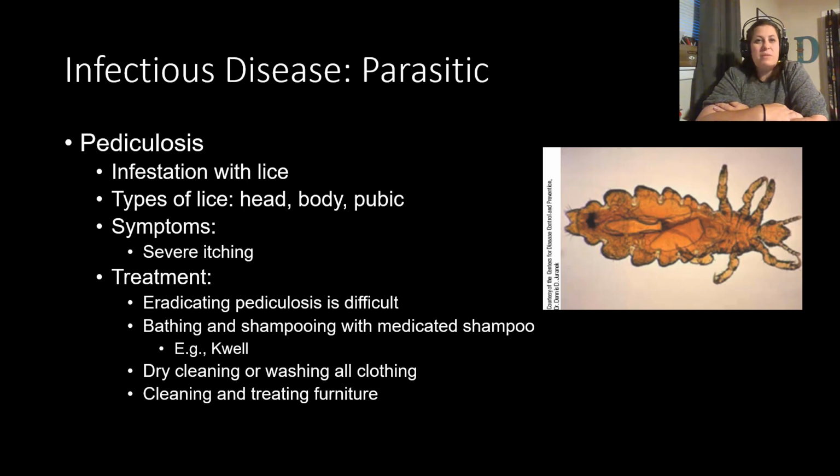One example of this type of shampoo is Quell. We do see dry cleaning or washing all clothes is also super important because they can kind of embed in those and survive for short periods of time. And we need to clean and treat any furniture that may have a chance of being infested.